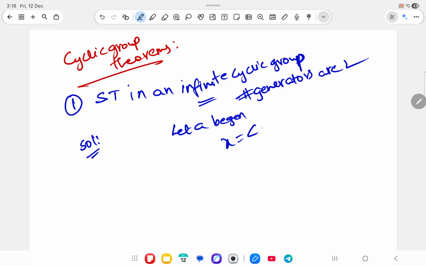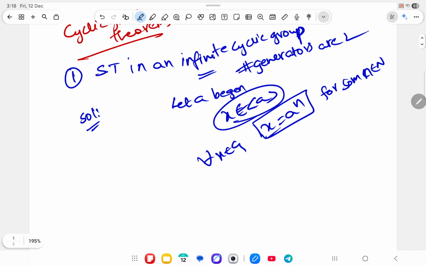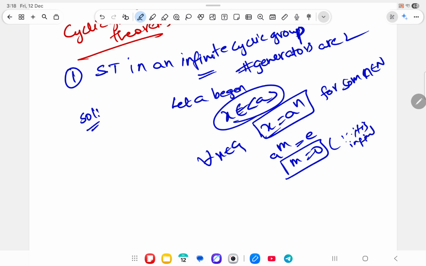So every element x belongs to G, so x will be of the form a power n, right? For some n belongs to Z, for all x belongs to G. So also if a power m is equal to e, then m has to be 0 because it is infinite order.